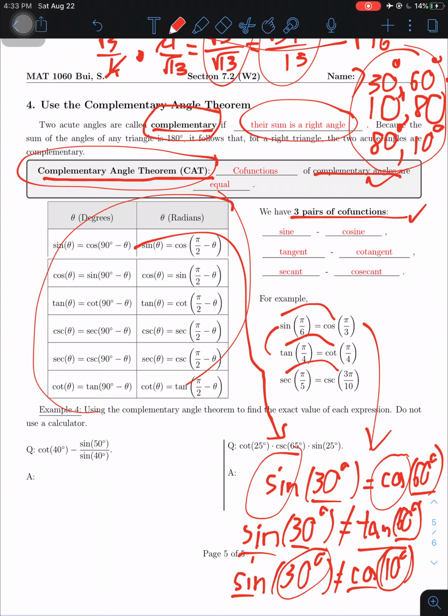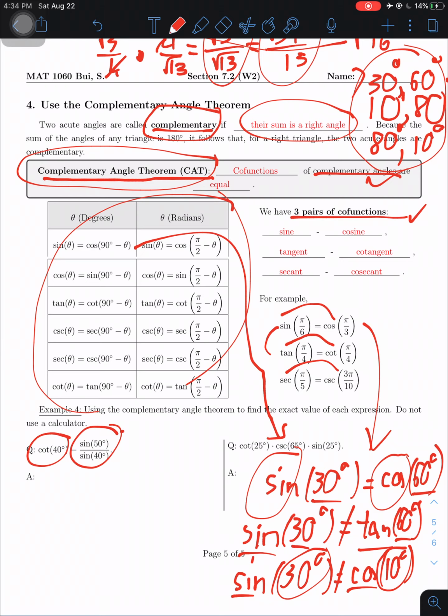All right, let's talk about the last example. Use the complementary angle theorem to find the exact value of each expression. How can we do this? First of all, we need the same angle if you want to add or subtract the first term and the second term. If you want to combine the terms together, they must have the same angle. Otherwise it's not going to work. It's like adding a candy with a rock. It doesn't work.